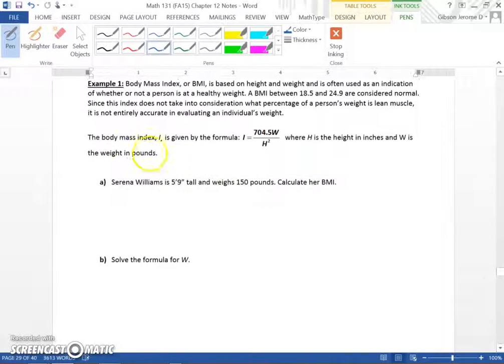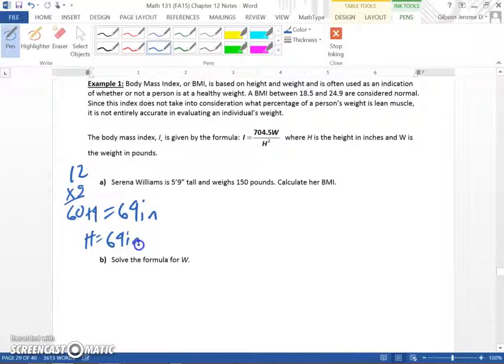Now it says here, Serena Williams is 5 feet 9 inches tall and weighs 150 pounds. Calculate her BMI. The first thing we need to do is change this 5 feet 9 inches into strictly inches. We know there are 12 inches in a foot, so we take 12 times 5, which gives us 60 inches, plus the 9 inches we already had. So it would be 69 inches. H is 69 inches.